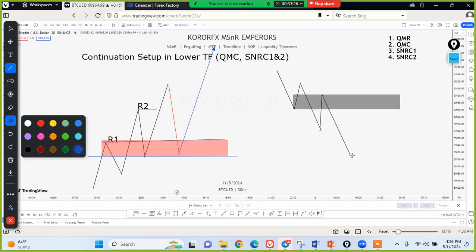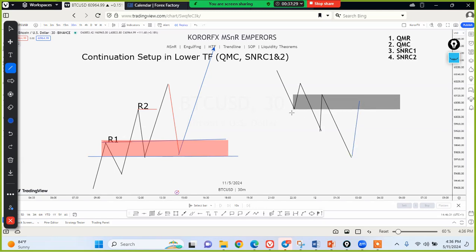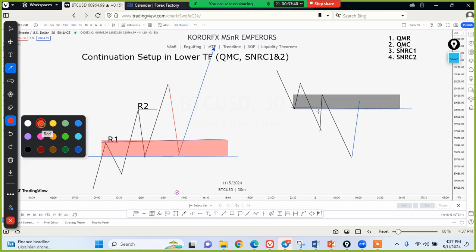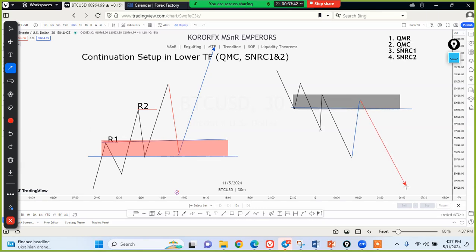Whenever price pulls back to this level, where is our point of entry? We can sell half of the zone, or we can mark out the SNR level, and then price can sell off from that zone lower. So we got here, this is support 1, and we got another support 2.